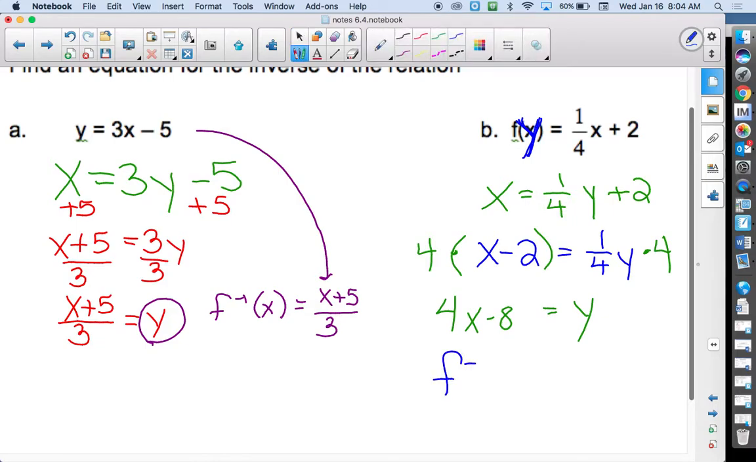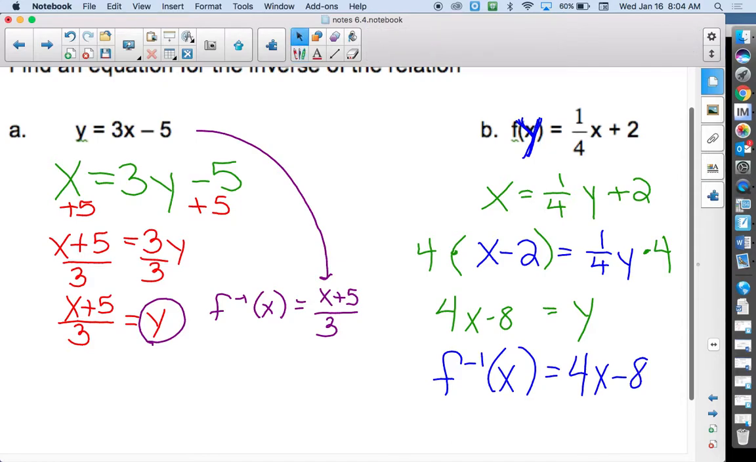And then writing it as an inverse, we have 4x minus 8. Now this one's a little trickier because we were adding 2, but now we're subtracting 8. That's because we have to multiply the whole thing by 4. So we had that +2, yes, a -8, because 4 times 2 does give us the value of 8. Questions?